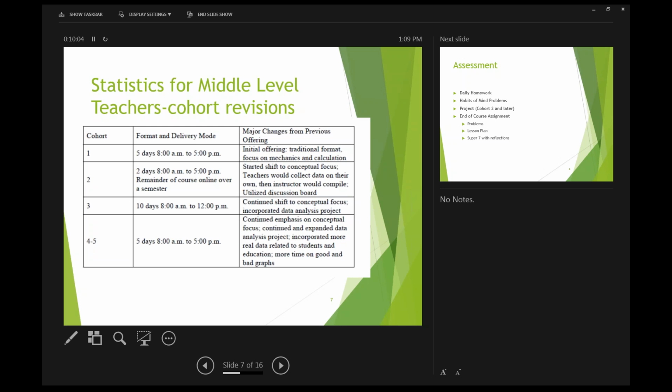And we spent more time on good and bad graphs because a lot of the teachers, as I mentioned earlier, said that they taught these graphical displays in their middle school classrooms. So we spent more time talking about, well, what makes a good graph and what makes a bad graph.